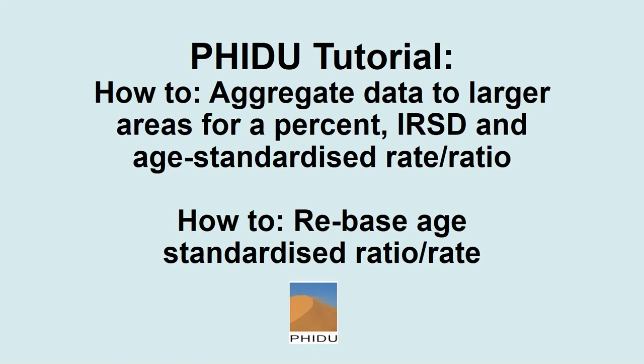Hi, and welcome to this PHIDU tutorial, where we will cover how to aggregate data to larger areas to create a new aggregated percent, IRSD, or age-standardised rate or ratio. This might be useful for creating statistics for a larger area that is specific to your project or council area, for example. We will also cover how to rebase age-standardised ratios and age-standardised rates, which can also be used to recreate rates based on your state or territory rather than on an Australian standard.